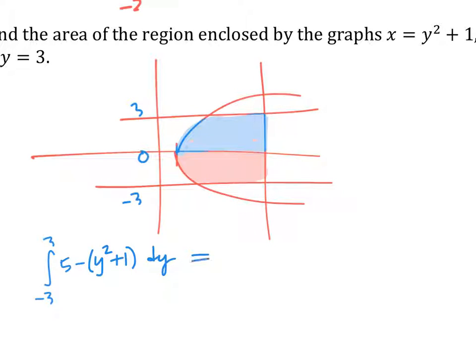Now, since this curve is symmetrical, we can just say it's 2 times the integral from 0 to 3 of 5 minus y squared plus 1, dy. It just helps you integrate a little bit faster because the second part is 0, so you can kind of ignore the second part of the evaluation. Okay, either way, the answer is 6. All right, let's go ahead and look at the next kind.